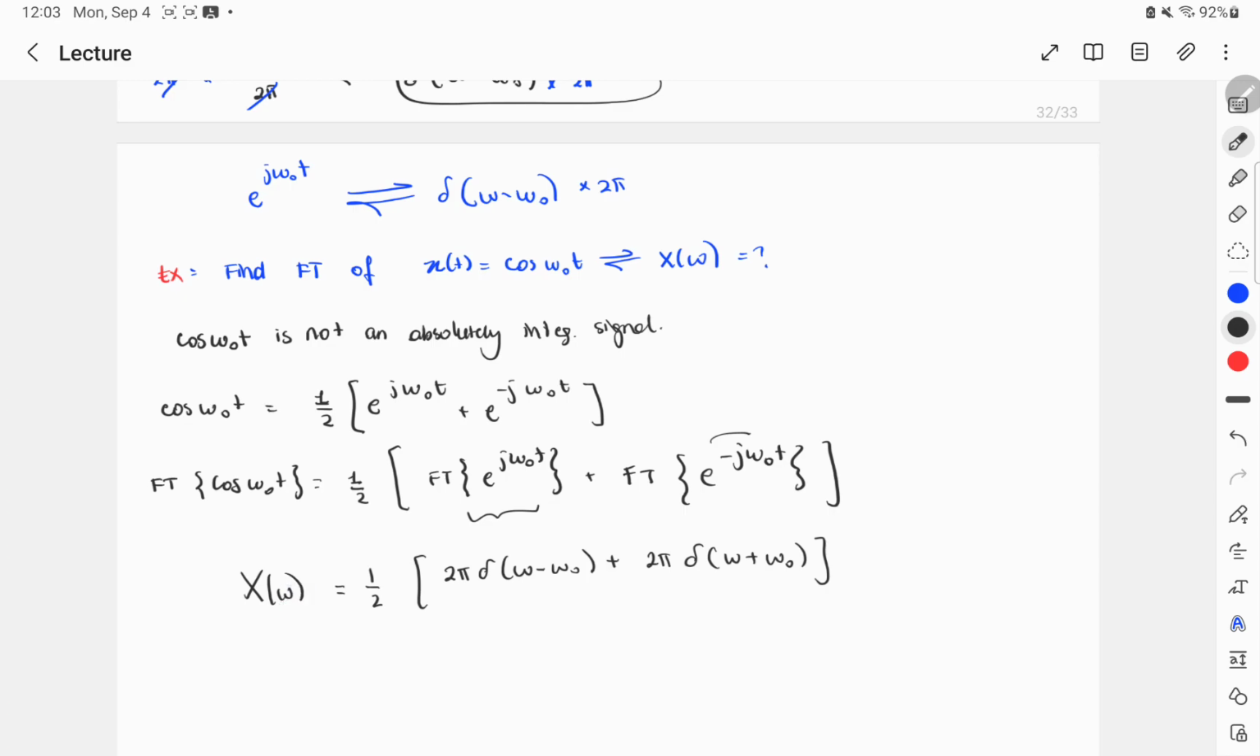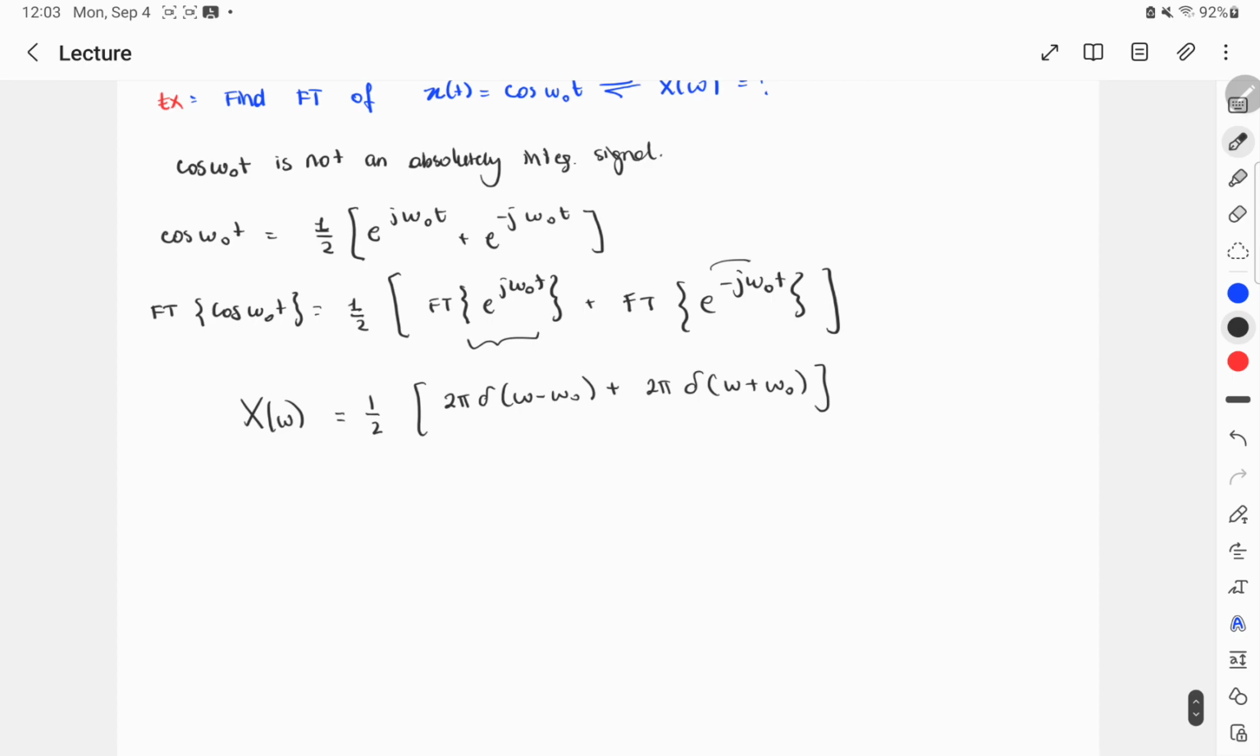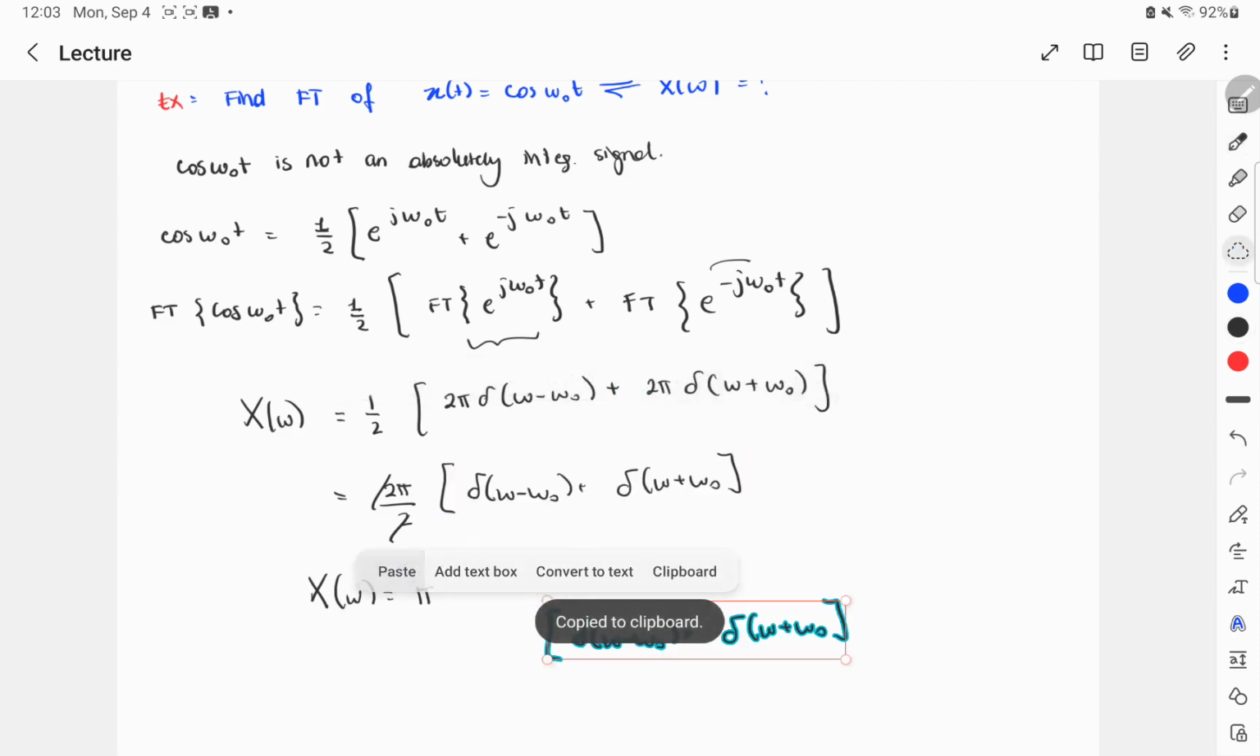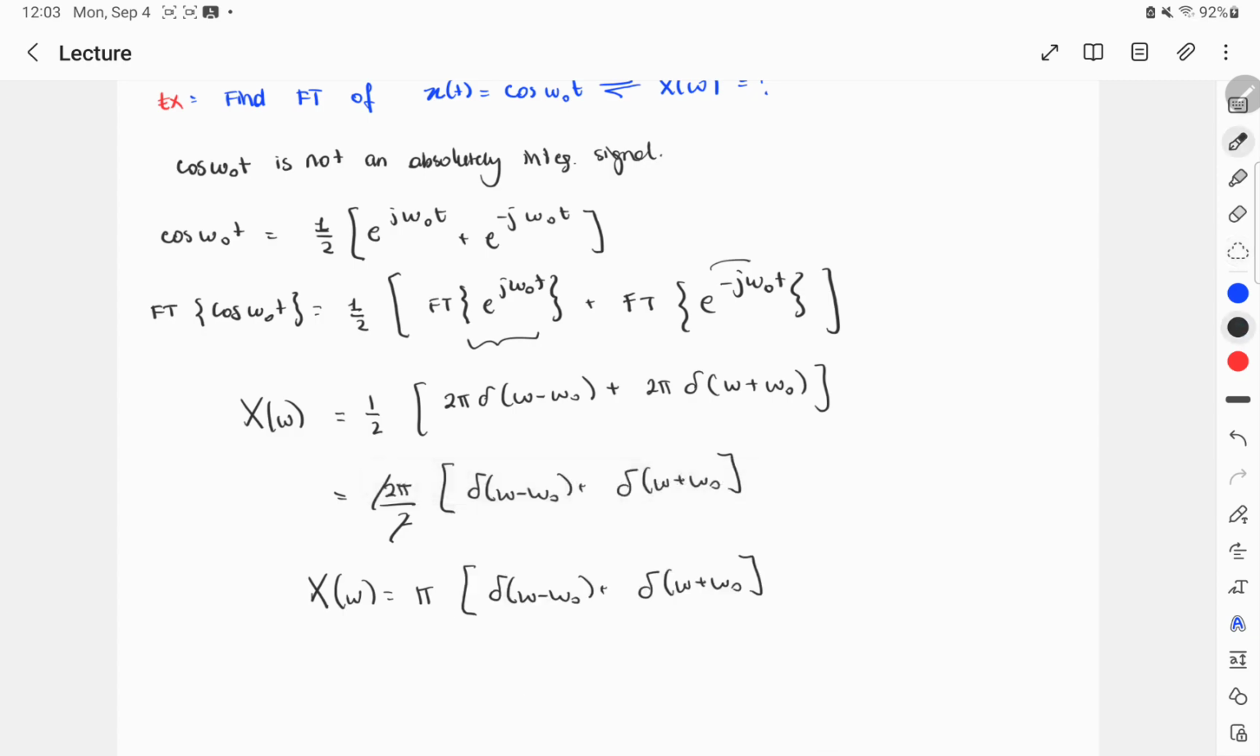And here we can take the 2π outside of the parenthesis. And here we have our answer. The Fourier transform is simply equal to this expression over here. And we are done also with this example.